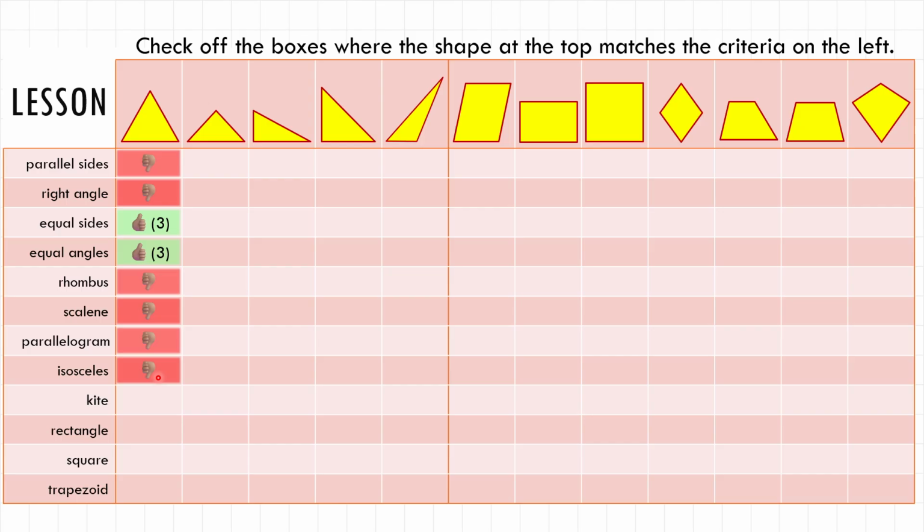A kite, a rectangle, a square, and a trapezoid are all quadrilaterals. So this is definitely only 3 sides, only a triangle. And we might indicate the equal sides and angle measures just as such.